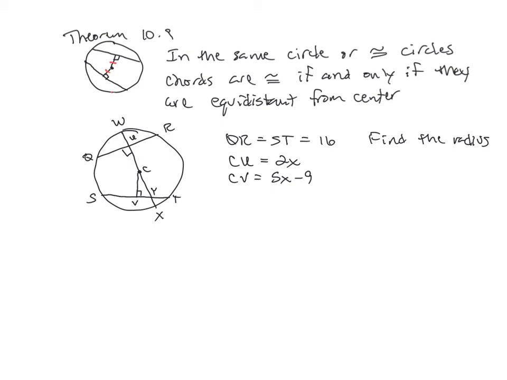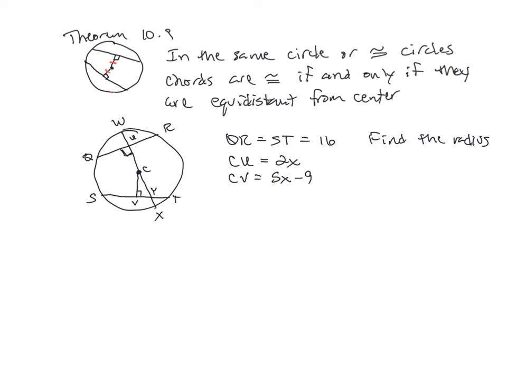All right, so QR and ST are both 16. Well, I noticed that, like, CW all the way down to X, that's a diameter because it goes through the center. And QR is perpendicular.